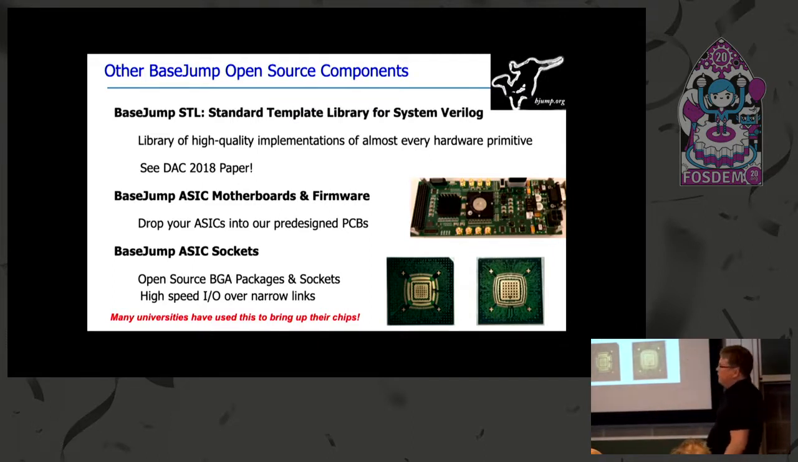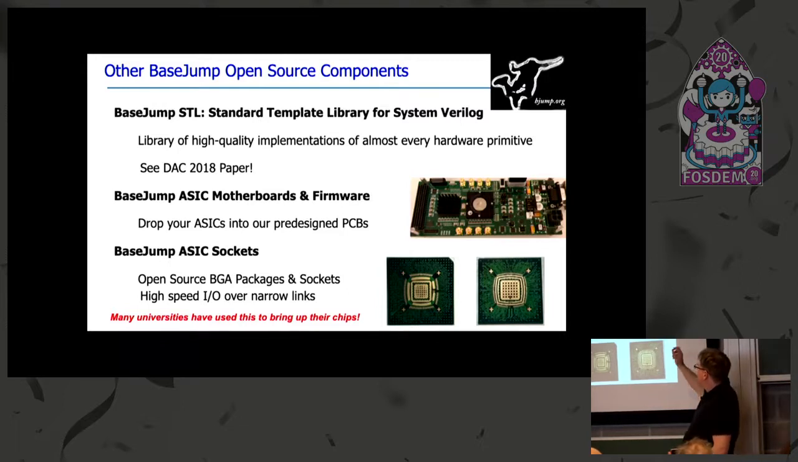I'd like to mention that in addition to the manycore itself, my group has a website, bjump.org. We have a bunch of stuff that might be of interest to you if you're developing open source hardware. One of them is something we call BaseJump STL. Dan mentioned this in the last talk. This is a library of very high quality implementations of almost every hardware primitive that you can think of. You want routers, arbiters, caches, networks, high-speed links that go off your chip. All of these things, we've developed over the last 10 years in our group, and we've really iterated on their quality and also results. And it's all been taped out and validated.